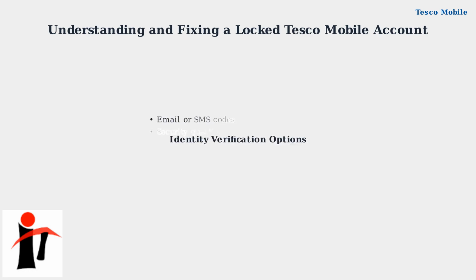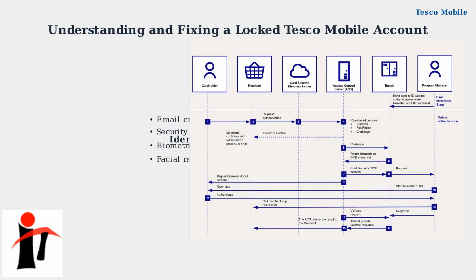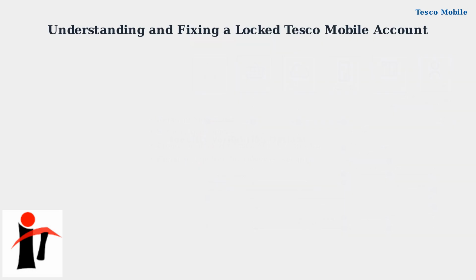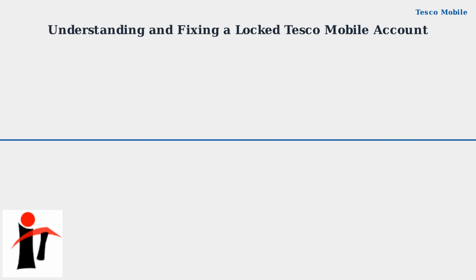For identity verification, you may need to provide email or SMS codes, answer security questions, or use biometric data through the Tesco mobile app version 4.5 or later, which includes facial recognition for enhanced security. These self-service steps should resolve most account locks. For more complex issues, contact support.